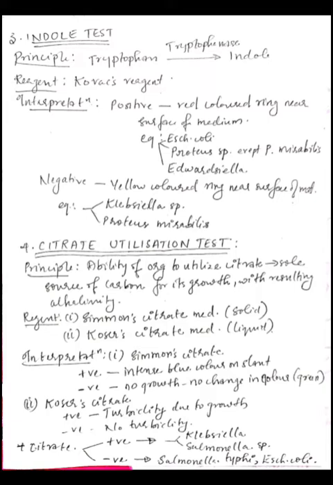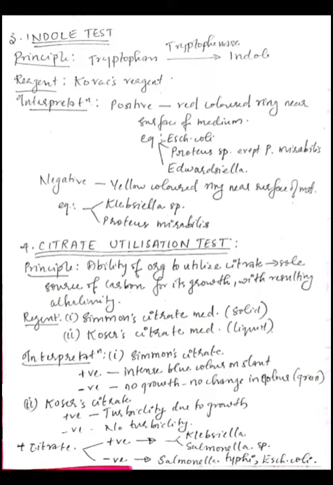The negative test shows a yellow colored ring near the surface of the medium, and it is shown by Klebsiella species and Proteus mirabilis. So the positive indole test is shown by Proteus species except Proteus mirabilis, and the negative indole test is shown by Proteus mirabilis and Klebsiella species.